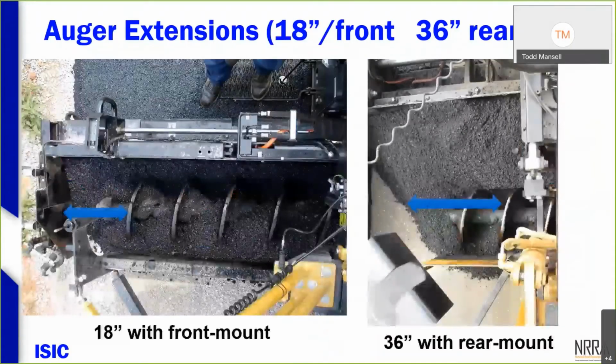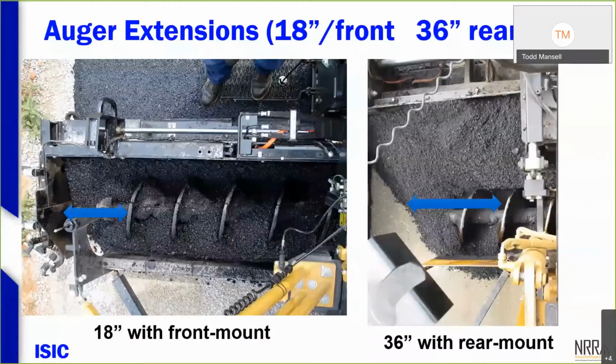So why did I say that? When it comes to auger extensions and tunnels, there's a little less forgiveness with the front mount screed because of the way that mix flows. So we've got to have auger extensions that are generally at the most about 1.5 feet from the end gate on a front mount screed. With the rear mount, because that mix flows back into those extenders that are behind the main screed, there's a little more forgiveness in terms of auger extension and tunnel extension.